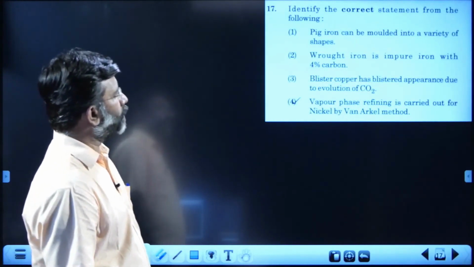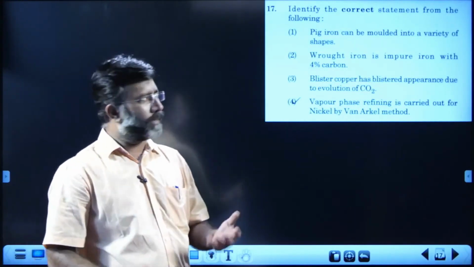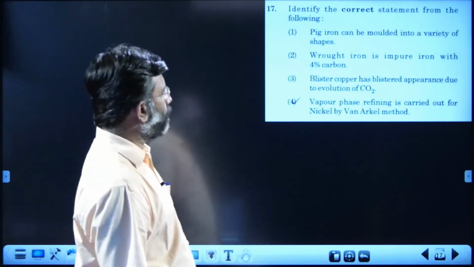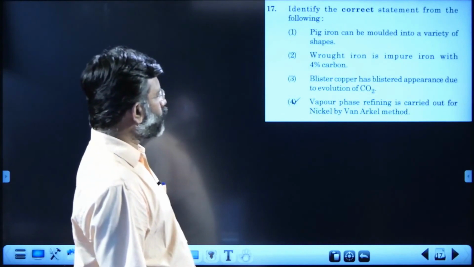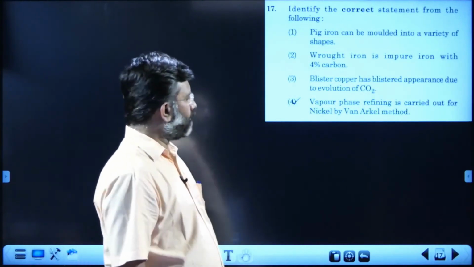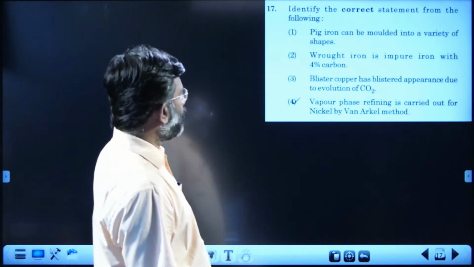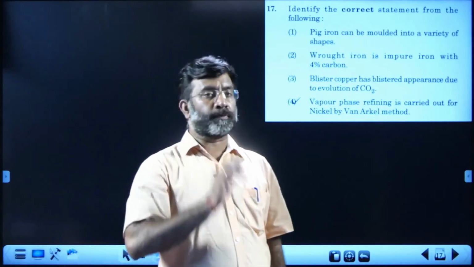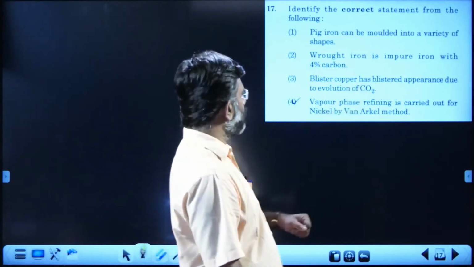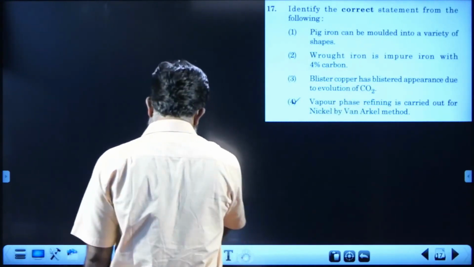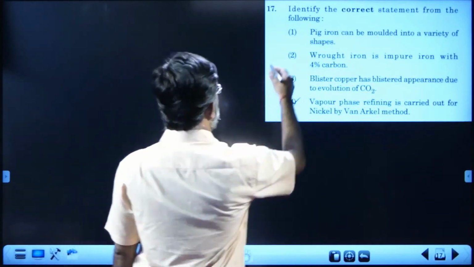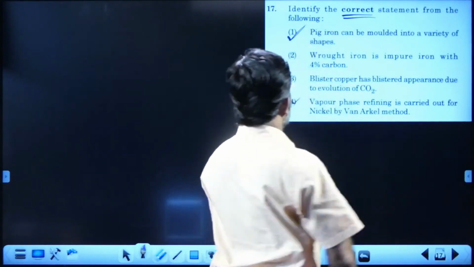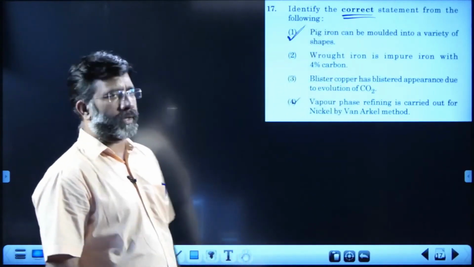Pig iron can be molded into a variety of shapes. You can. Wrought iron, impure iron, wrong statement. Blister copper due to evolution of carbon dioxide, wrong statement. Vapor phase refining carried out in nickel by Van Arkel method. Vapor phase refining of nickel is the Mond process. Here it is sulfur dioxide, all of you know. And the possible correct statement is the first one: pig iron can be molded into a variety of shapes.